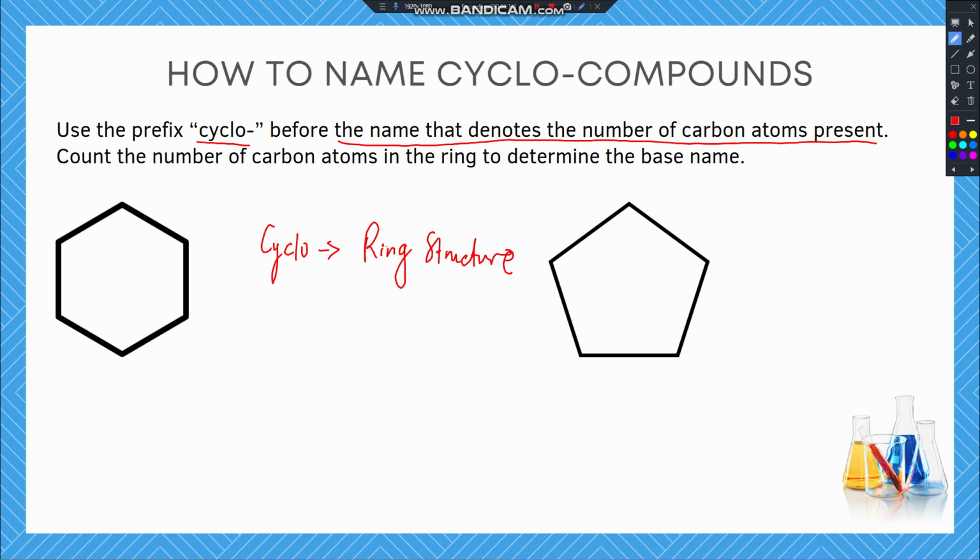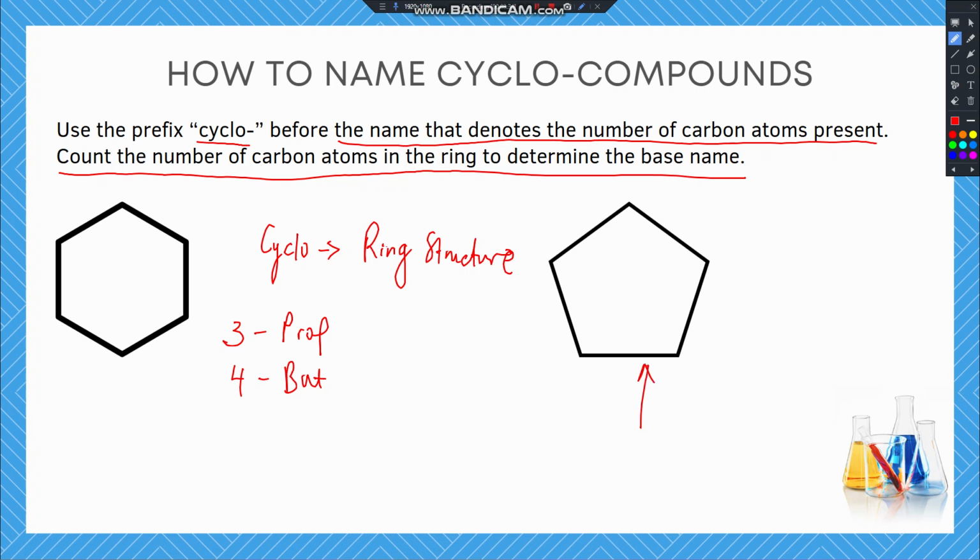And we dealt with that in one of the previous videos. If you have 3 carbon atoms, you use the prefix prop. If you have 4 carbon atoms, you use the name but, and so on and so forth. So you count the number of carbon atoms that are present in the ring to determine the base name. Now, look at this example that I have on the right side of the screen. All the points where lines meet together are points where we have carbon atoms. So we have a carbon atom here, we have another one here, another one here, one here, and one here.